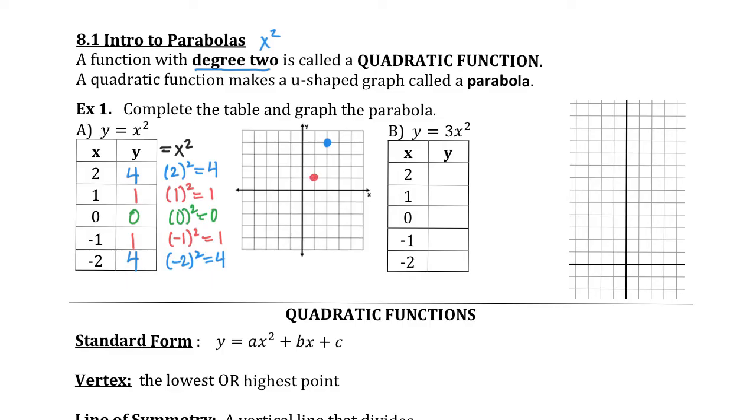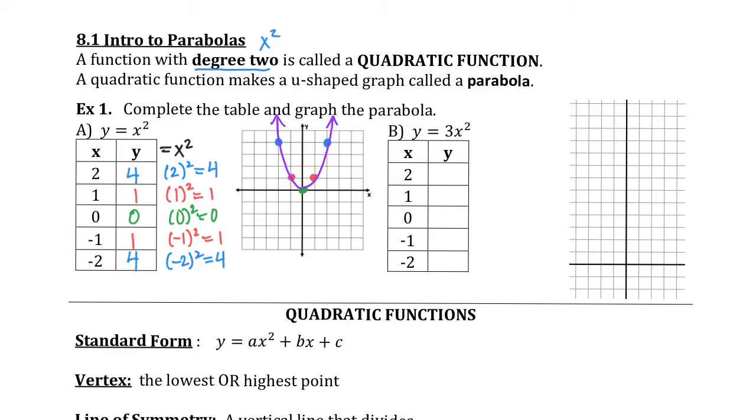Then 0, 0, which is at the origin. My next point is negative 1, 1. So I'm going to go to the left 1 and then up positive 1 in the y direction. And then my last point is negative 2, positive 4. So x is negative 2, y is positive 4. And if I look at that, that's the shape of the parabola. It looks kind of like a U. This one happens to be opening upwards. Okay, and that's what we're going to be graphing this chapter.